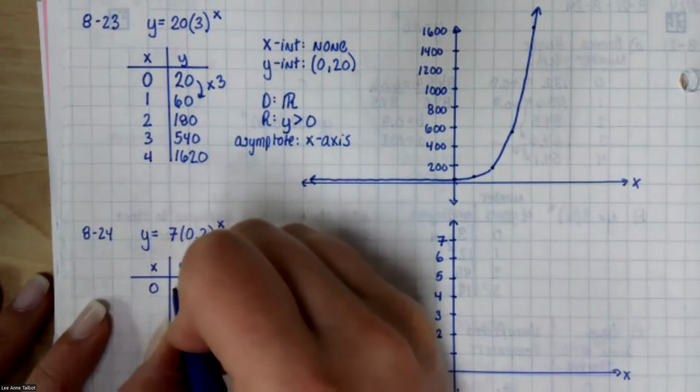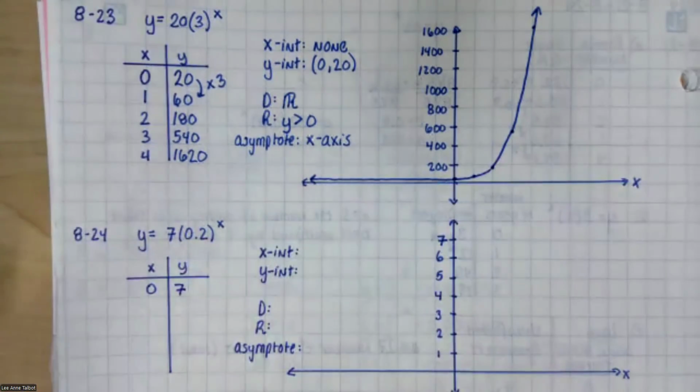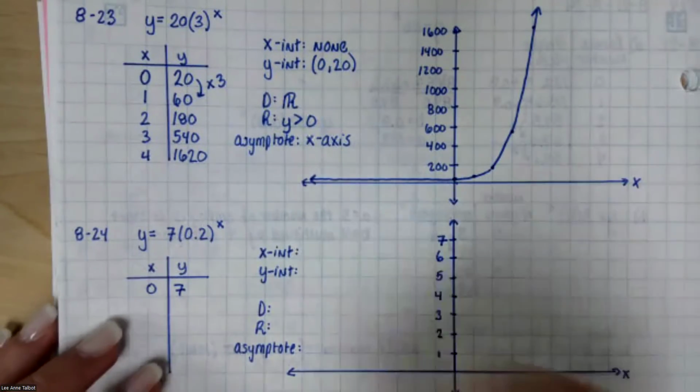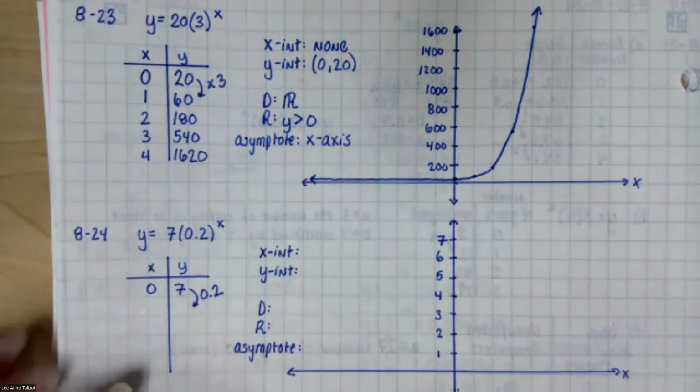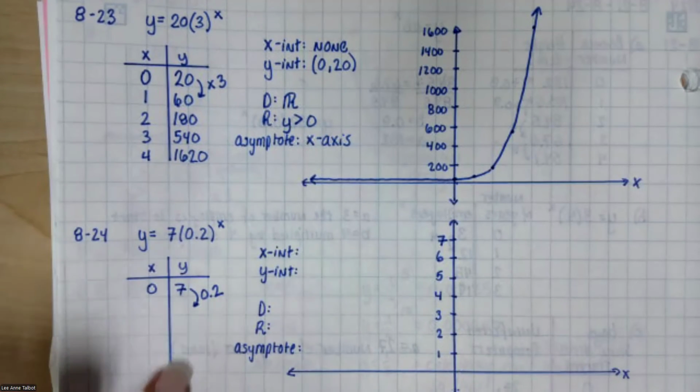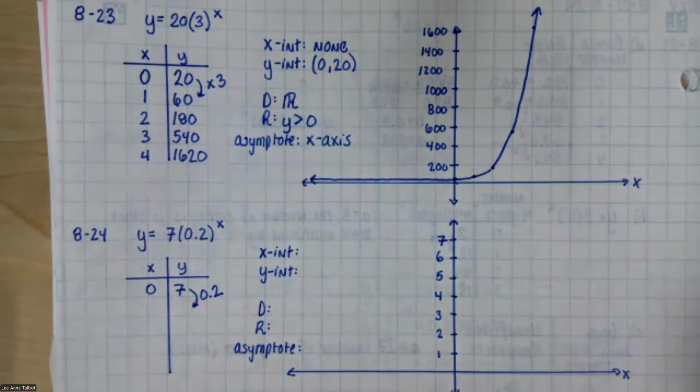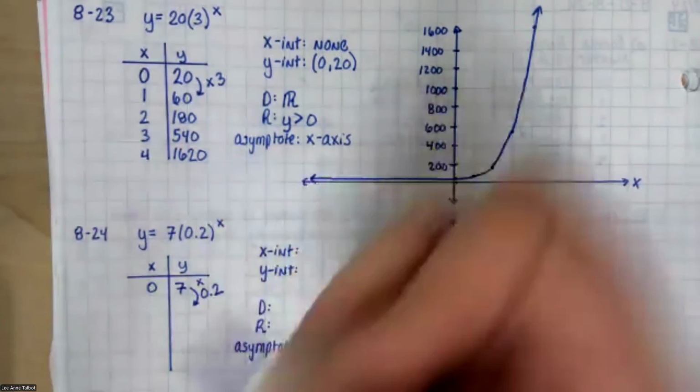Okay, so do you guys all agree with me that the start of this table would be 0, 7? Yeah. And the multiplier is 0.2. Okay, so multiply by 0.2 with your calculator. Yep.